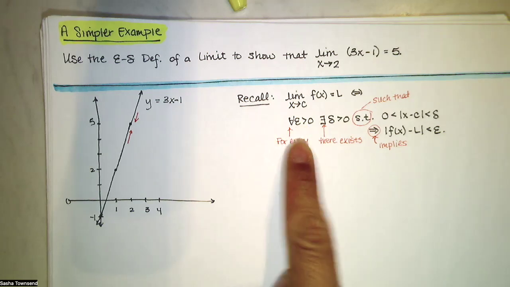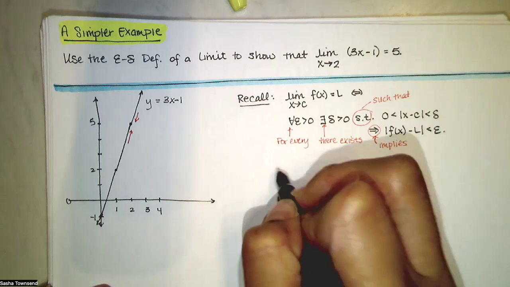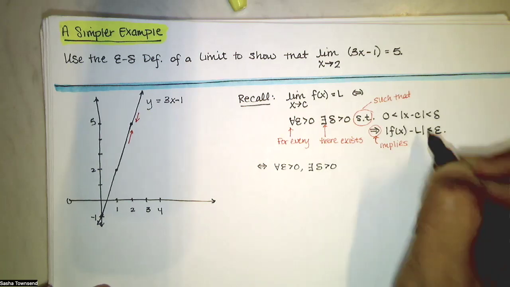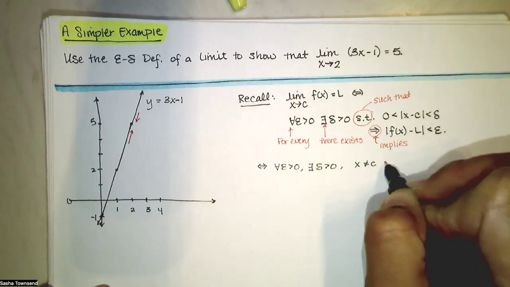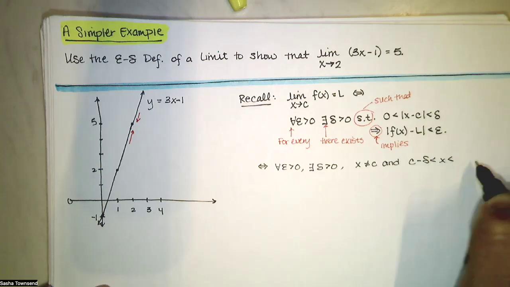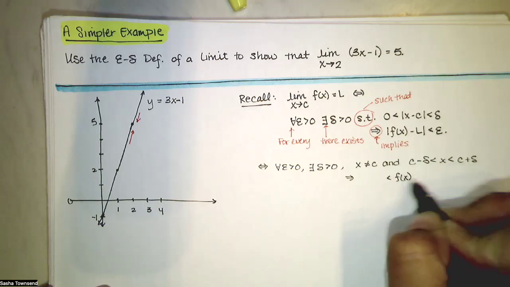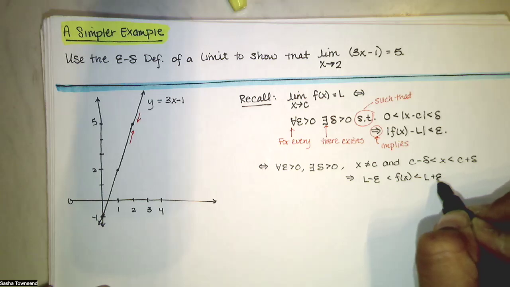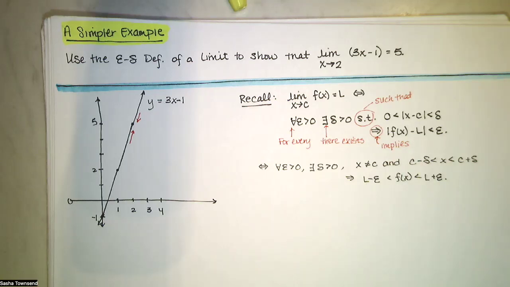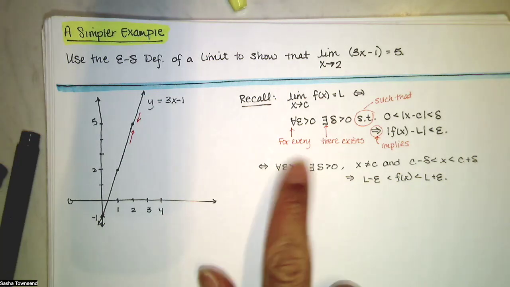Okay, so for every epsilon greater than 0, there exists a delta greater than 0 such that this inequality implies this inequality. Or equivalently, x is not equal to c, and x is between c minus delta and c plus delta, implies that f of x is between L minus epsilon and L plus epsilon. So we're saying any epsilon we choose, we can always find a delta, so that this implies this. So let's draw some lines over here to illustrate this concept, and then try to find the relationship between delta and epsilon.